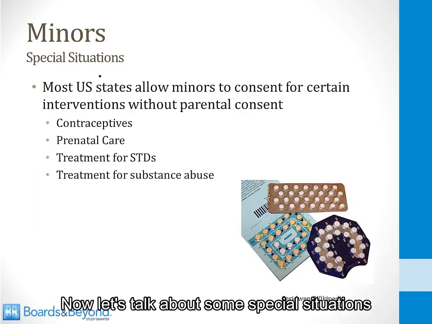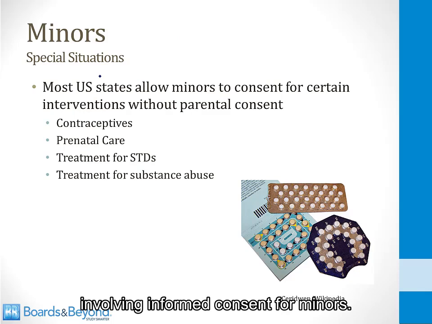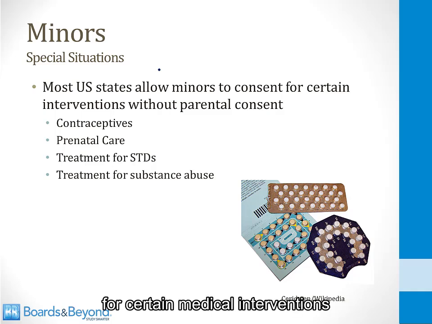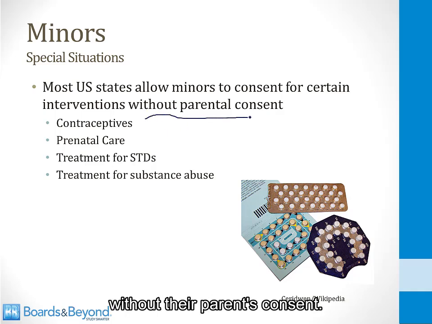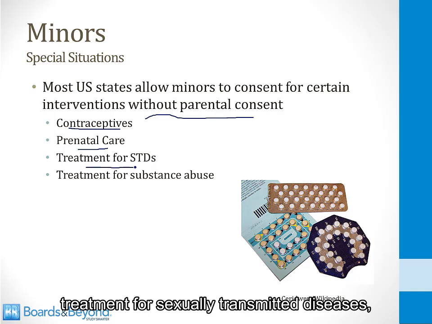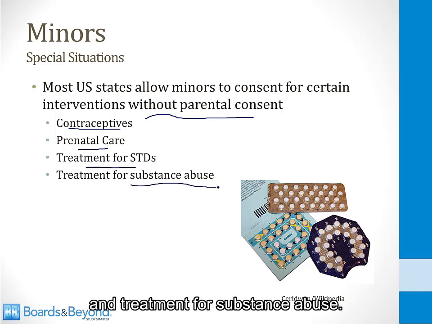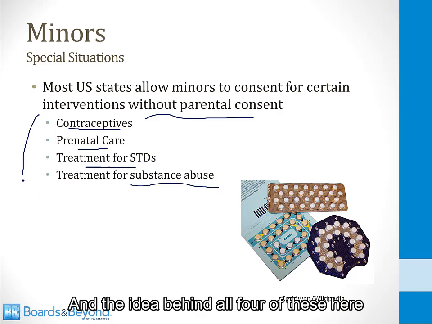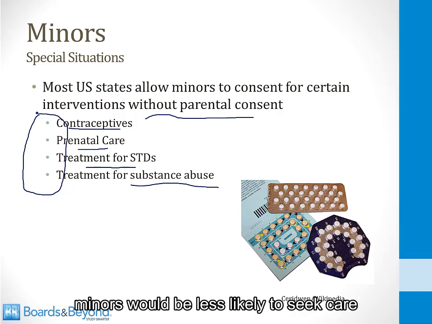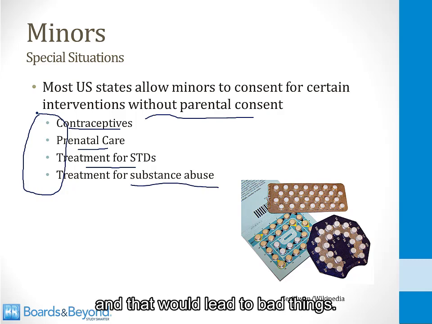Now let's talk about some special situations involving informed consent for minors. Most U.S. states allow minors to consent for certain medical interventions without their parents' consent, and these are listed on this slide. These include contraceptives, prenatal care, treatment for sexually transmitted diseases, and treatment for substance abuse. And the idea behind all four of these here is that if you required parental consent, minors would be less likely to seek care, and that would lead to bad things.